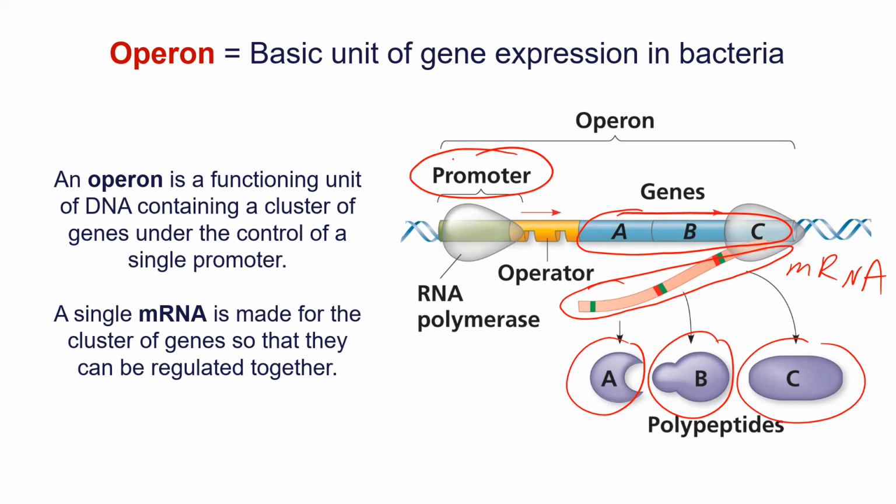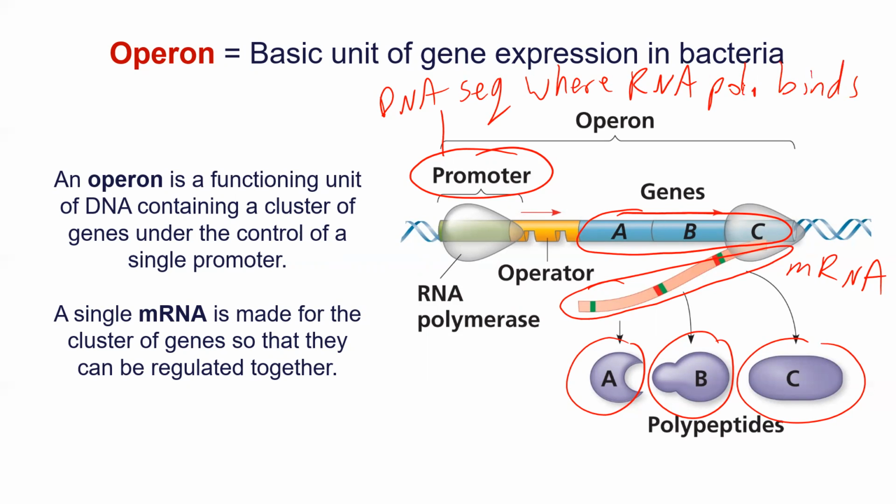So remember what the promoter is. Here's where you need to remember what all these words are, unfortunately. A promoter, maybe I'll write a little definition for you. This is a DNA sequence, and this is where the RNA polymerase binds. It's a DNA sequence just before the genes, and that's where the RNA polymerase binds.